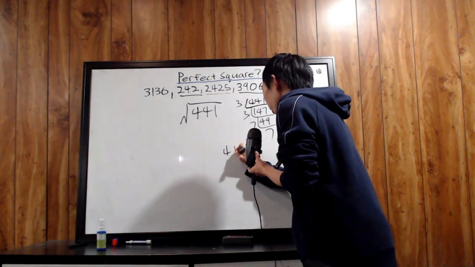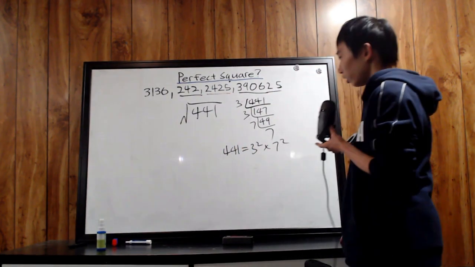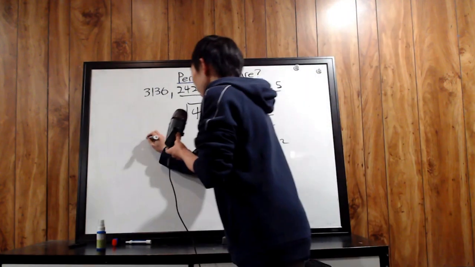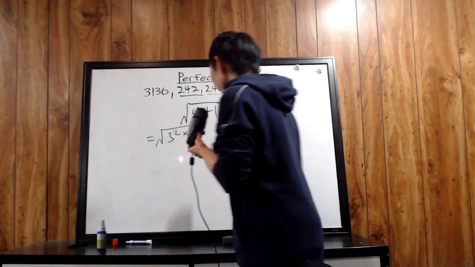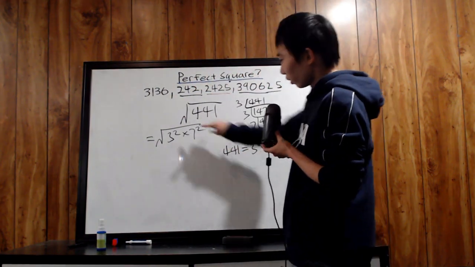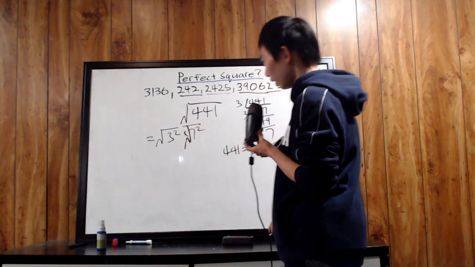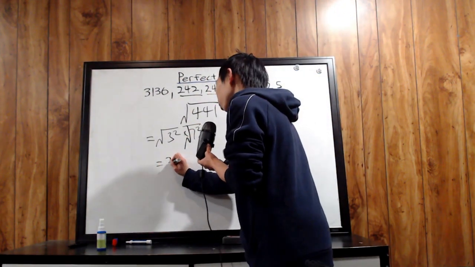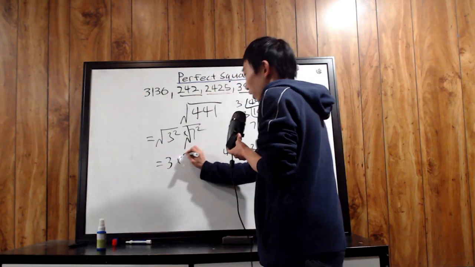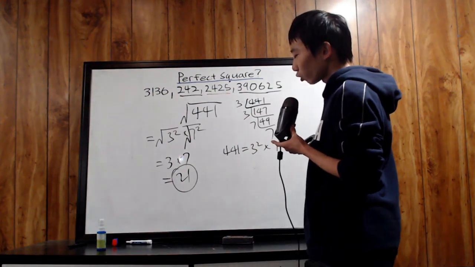So 441 is just equal to 3 squared times 7 squared. So what you're actually evaluating is the square root of 3 squared times 7 squared. Now notice that we just have to split this up. The square root of 3 squared is just equal to 3, and the square root of 7 squared is just 7. And there we have it. The square root of 441 is 21.